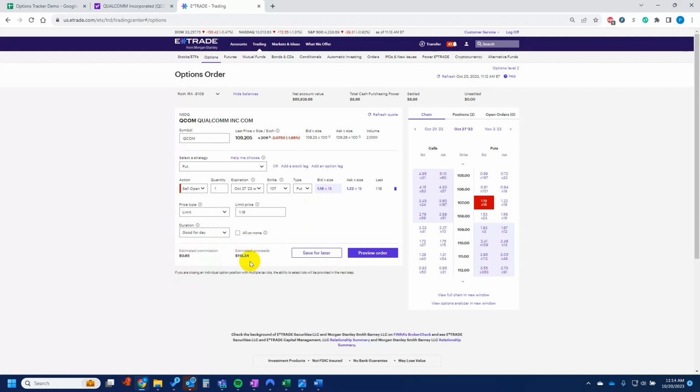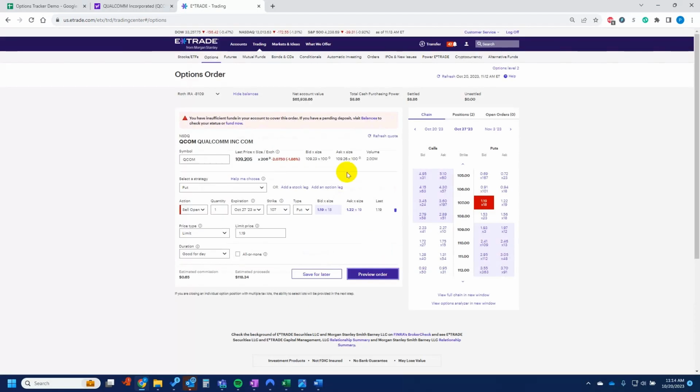It's going to tell me what my estimated proceeds are and the commission. Then if I hit preview order, in this example, I'm already committed to all my funds, so I get this error, which is good. But if I had the funds uncommitted and available to use, then I'm just going to hit execute the order. Then the order will, of course, either be filled or not filled. It may fill at higher, so it may fill at $1.20, and then get more money for it, but it will not fill at lower than $1.19.